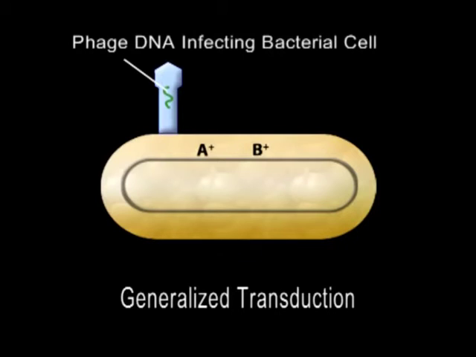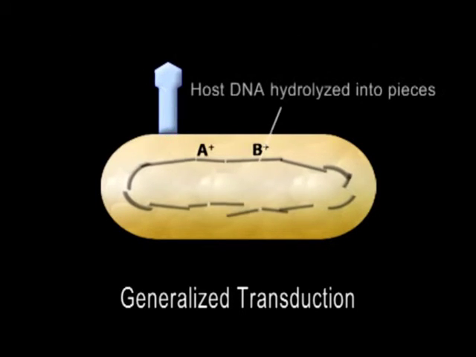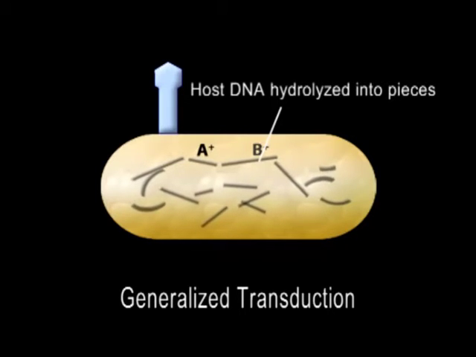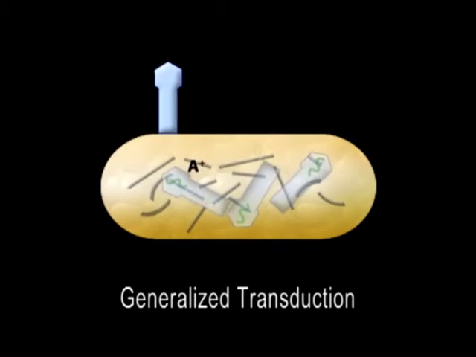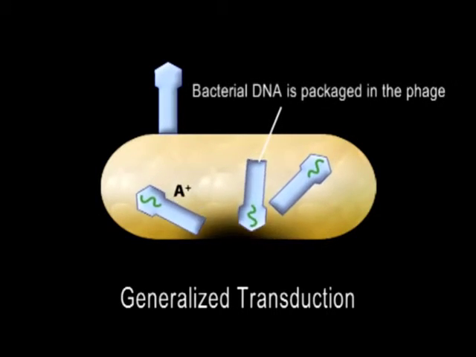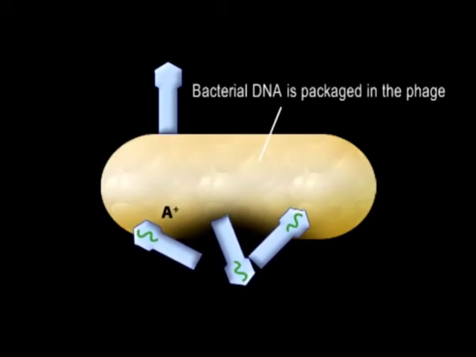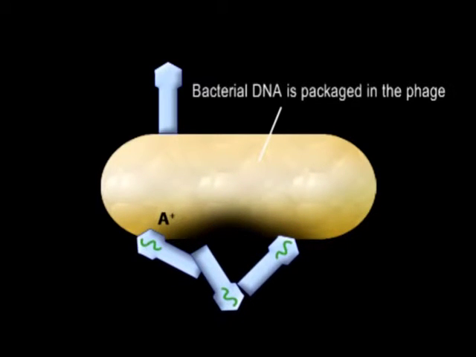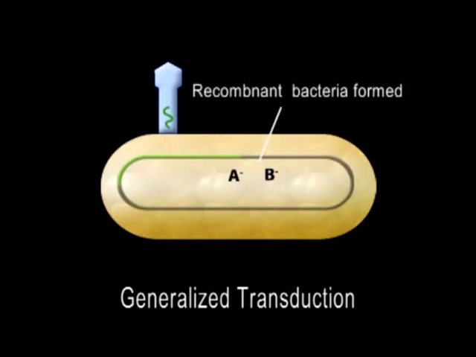In generalized transduction, a random or nearly random segment of bacterial DNA is wrapped up during phage maturation in place of or along with the phage chromosome in a few progeny particles called transducing particles. Generalized transducing phage can therefore transport any gene of the donor cell to the recipient cell.